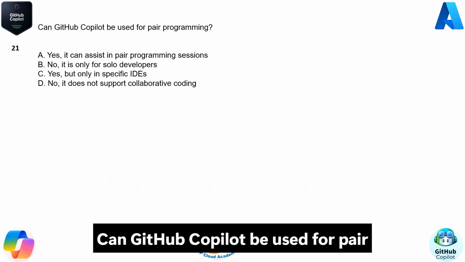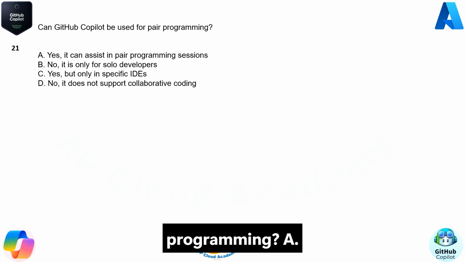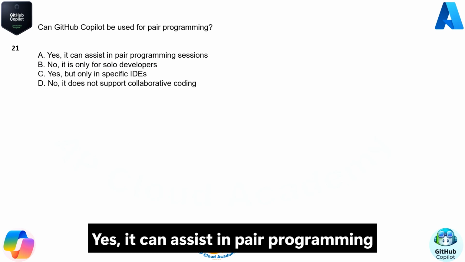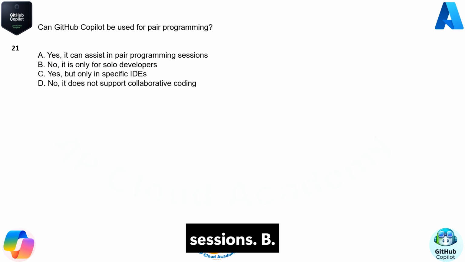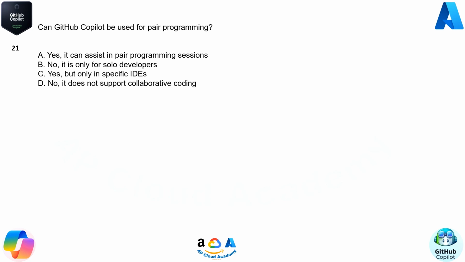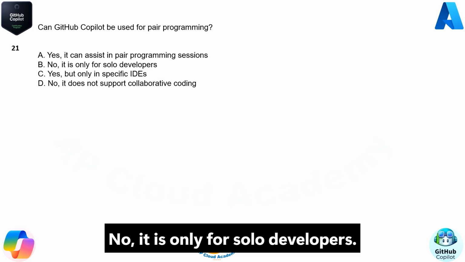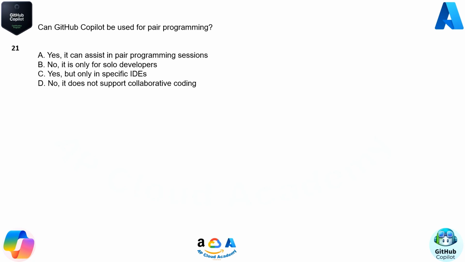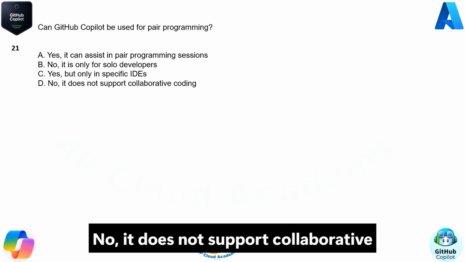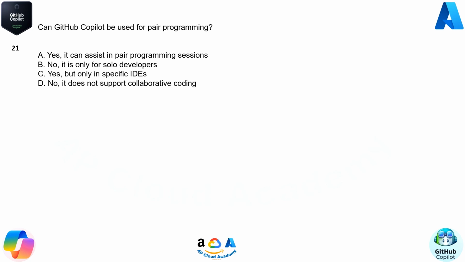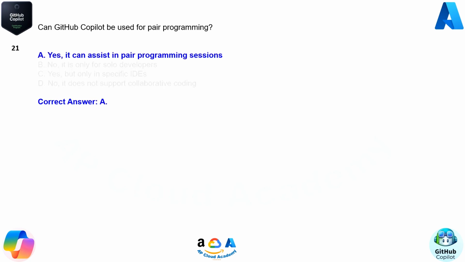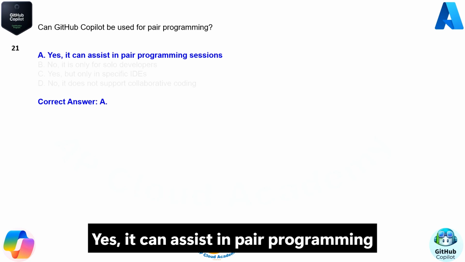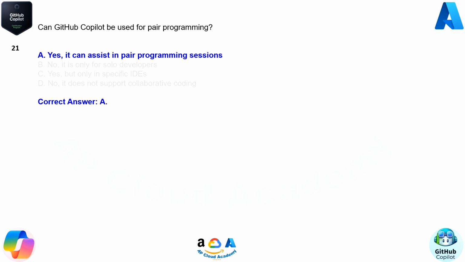Can GitHub Copilot be used for pair programming? A. Yes, it can assist in pair programming sessions. B. No, it is only for solo developers. C. Yes, but only in specific IDEs. D. No, it does not support collaborative coding. Correct answer, A. Yes, it can assist in pair programming sessions.